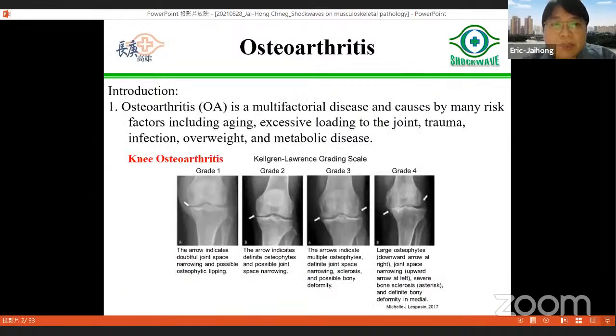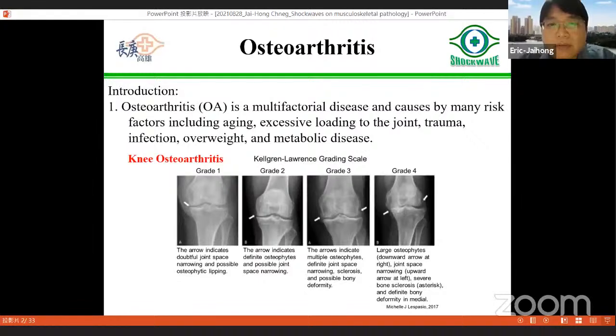So let me briefly introduce osteoarthritis for the audience. We know osteoarthritis is a multifactorial disease caused by many risk factors, including aging, excess loading to the joint, trauma, infection, overweight, and metabolic diseases. So knee osteoarthritis is the osteoarthritis disease often seen in our joints.